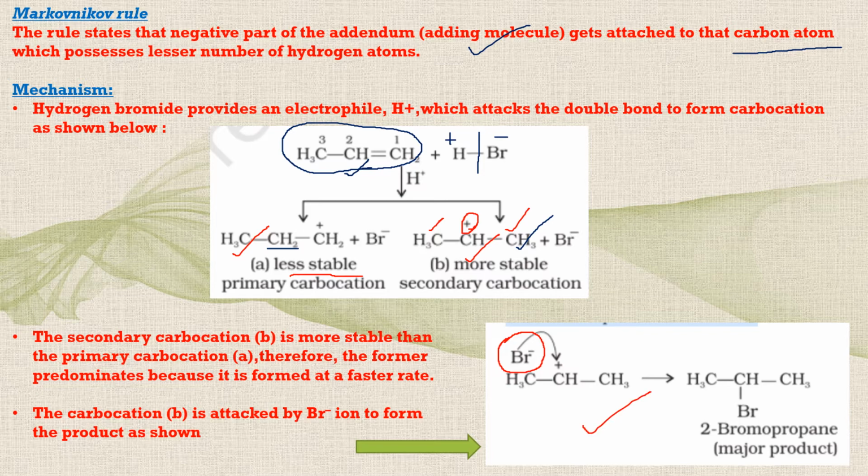Same way, you will be getting 1-bromopropane using this less stable carbocation. So here you will be getting 1-bromopropane, which will be the minor product. That means the one which is in lesser quantity. So it's a very simple mechanism, easy to understand. And this is giving the answer why the statement says the negative part of the addendum goes to that carbon which has lesser number of hydrogens. This is the reason. So this mechanism is very, very important.